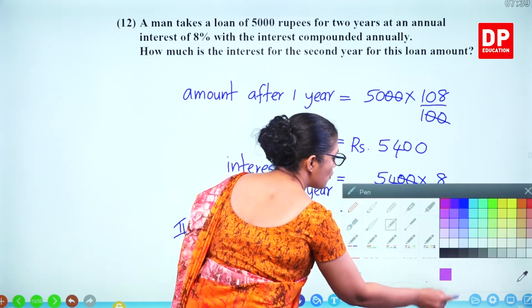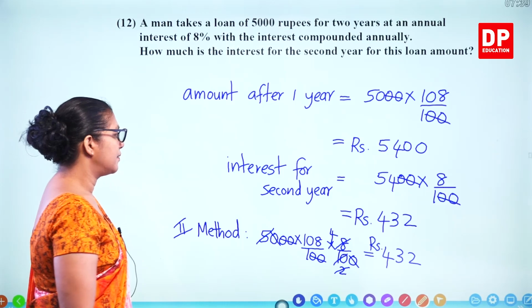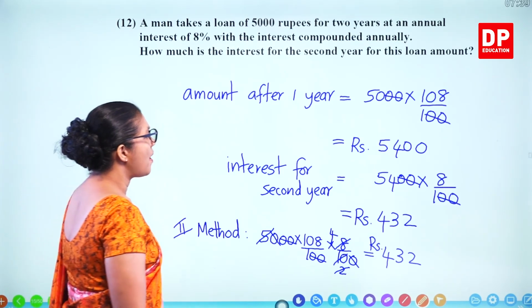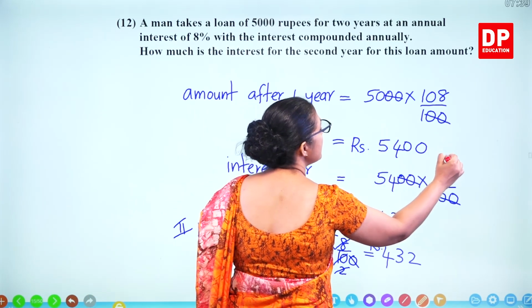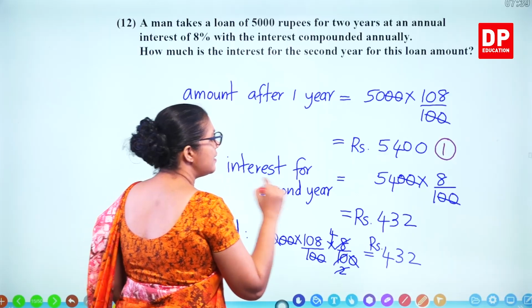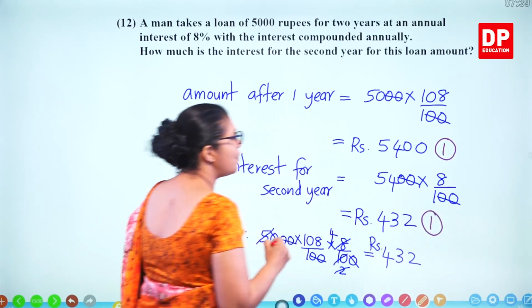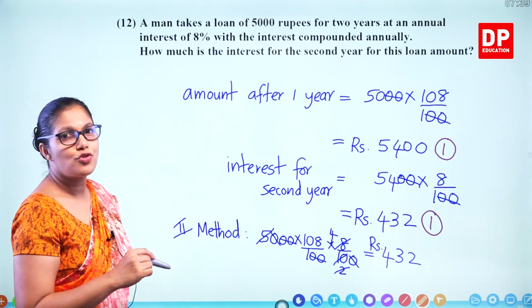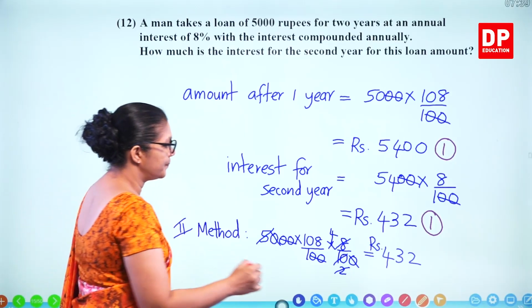So both methods you get 2 marks. So 1 mark for finding the value after 1 year and then only the interest. So 2 marks for this question.